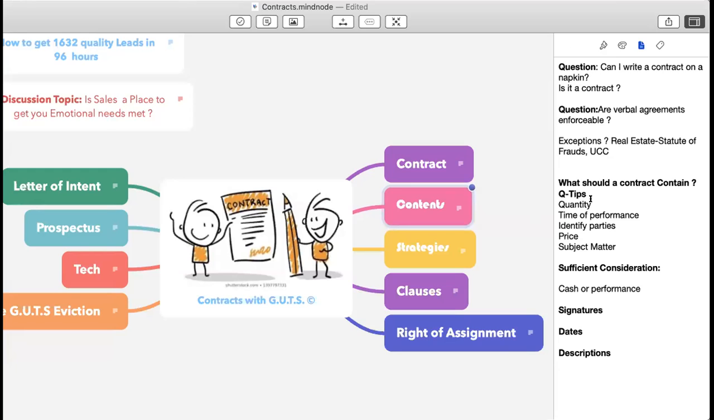The P in Q-tips stands for the price. We have to have the price in there, and we have to have a description of the subject matter. What are we talking about? Don't just put the property in Virginia City, Virginia. You've got to put 121 Main Street and put the PIN, or the parcel identification number, always in there, because sometimes in a town you have the same address, but one's east or west or north or south. Make sure you use the tax code, the tax number or the ID number on the property.